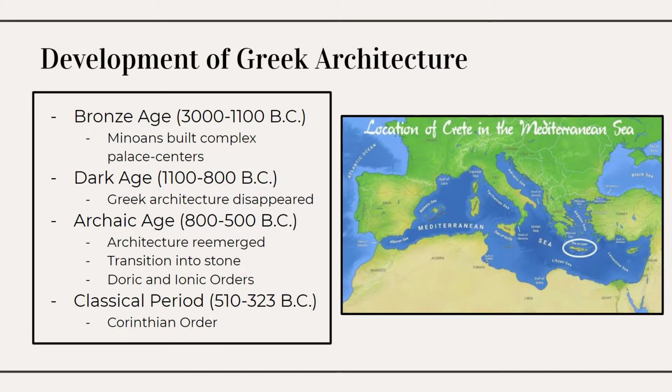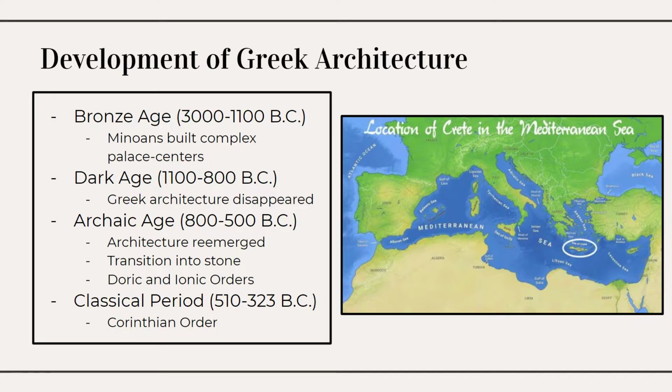So first we have the development of Greek architecture. The Minoans were the first Greek-speaking civilization, located on the island of Crete, circled on the map there for you, and right above it, that is Greece and the Aegean Sea. They created complex palace centers and worshipped at small shrines within the center. Because of that, there's a lack of temples, because they did all their worshipping in the Palace Center.